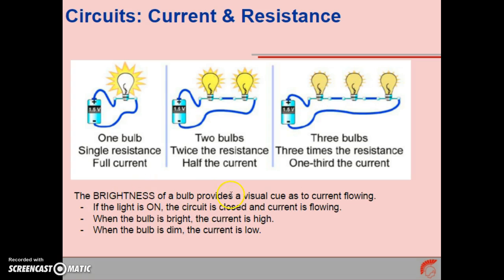So the brightness of a bulb provides a visual cue as to the current flowing. If the light is on, the circuit is closed and current is flowing. When the bulb is bright, the current is high. When the bulb is dim, the current is low.